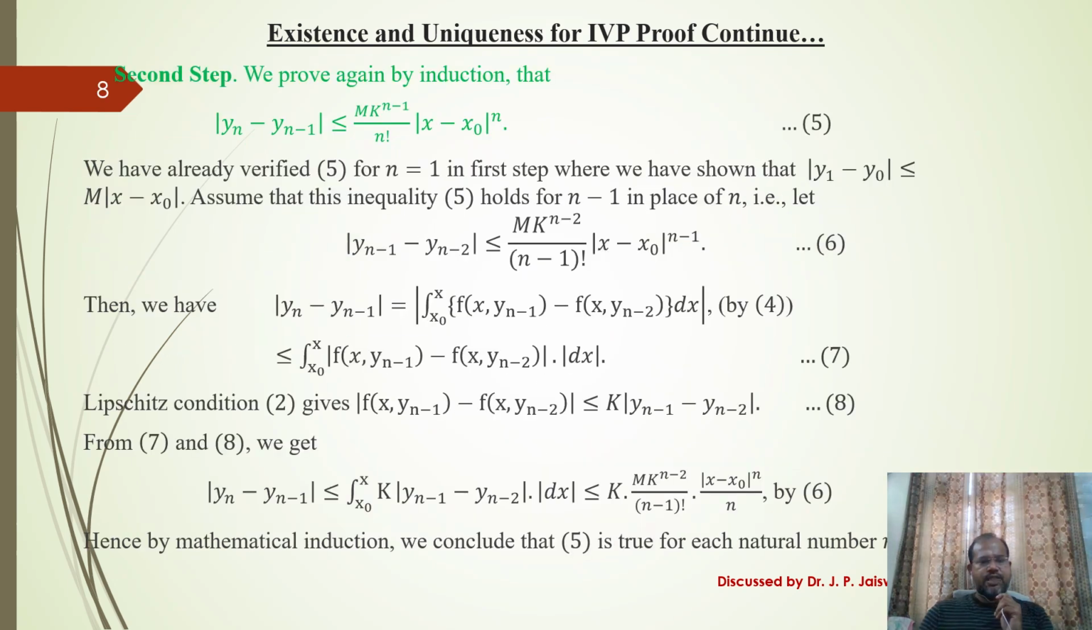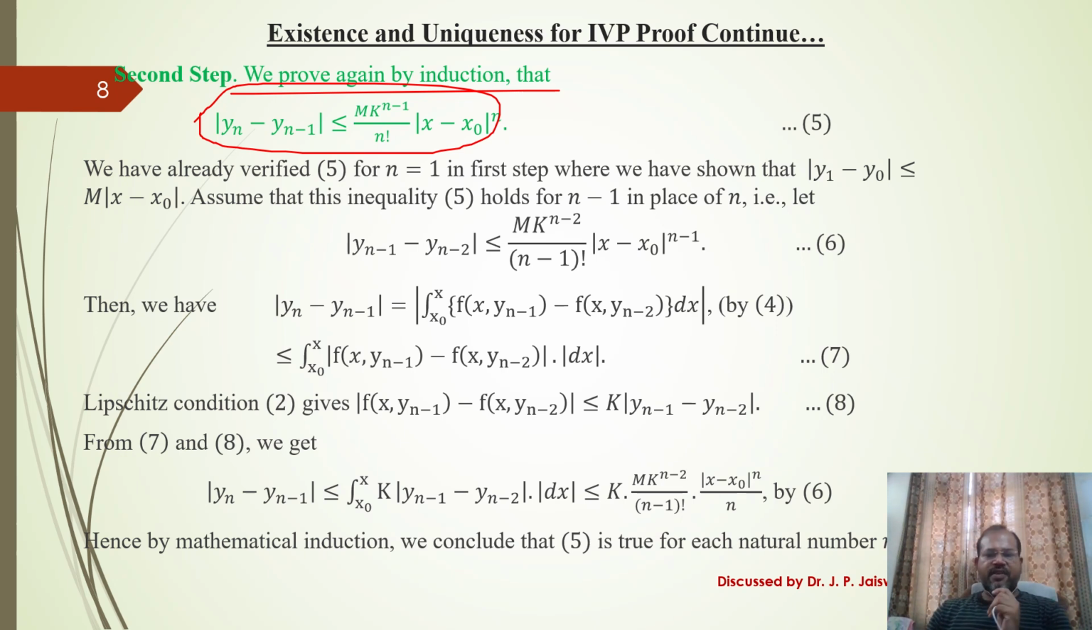So next we go to the second. Now we prove some inequality which will be used in our proof. So we can say if we take the difference of successive approximations, |yn minus yn-1| is less than or equal to M K to the power n minus 1 upon factorial n, |x minus x naught| to the power n.